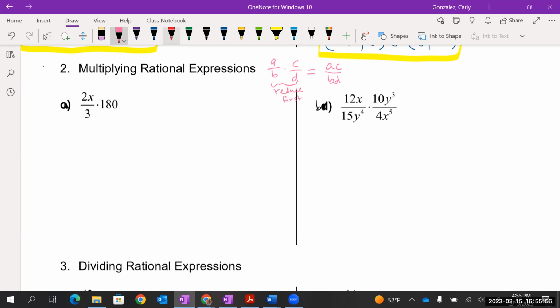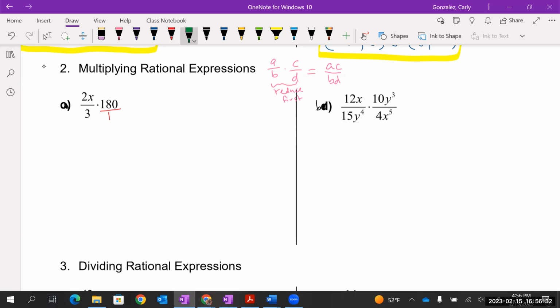So let's go right ahead. We have 2x divided by 3 times 180. So I can rewrite 180 as a fraction and write that as 180 over 1. Anytime we need a whole number as a fraction, we can put it over 1. And I have a choice. I can either multiply straight across first and then divide, or we can reduce first and then multiply across. So I'll show both in this example.